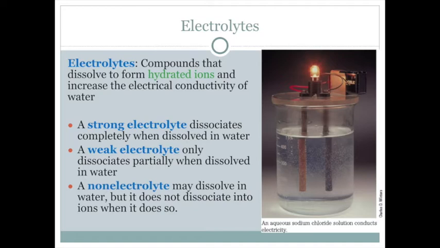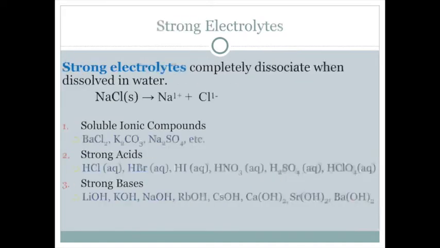Strong electrolytes, we're going to see, will completely dissociate in water. Dissociation just means they break up into their ions. Weak electrolytes are only going to partially dissociate, and then non-electrolytes are going to dissolve, or they might dissolve, but they won't dissociate. So we're going to talk about all three of those.